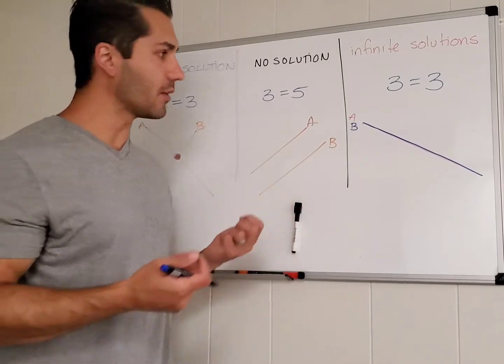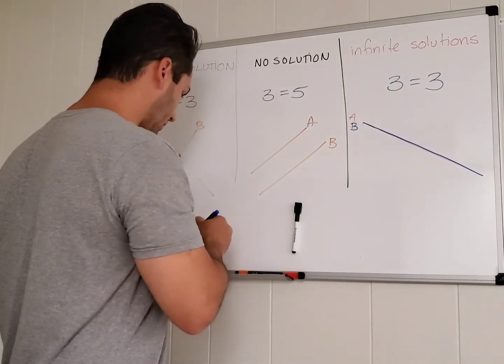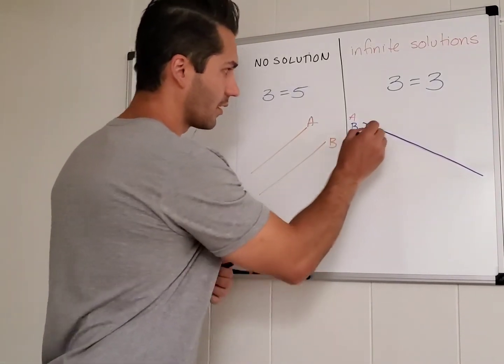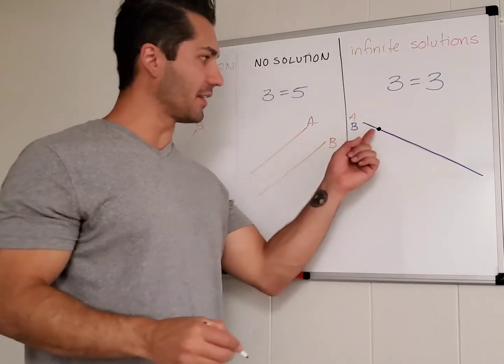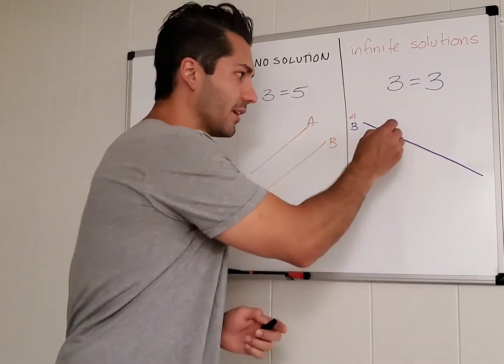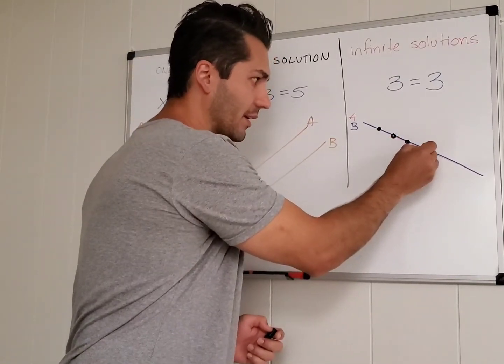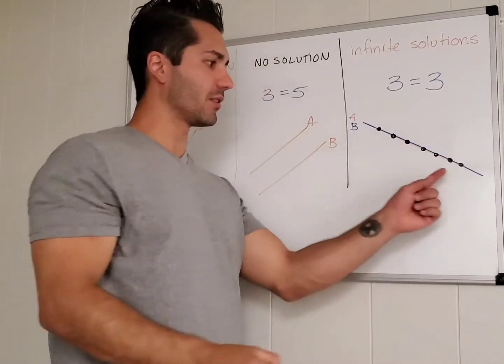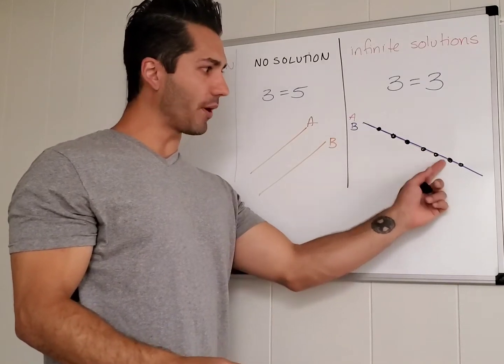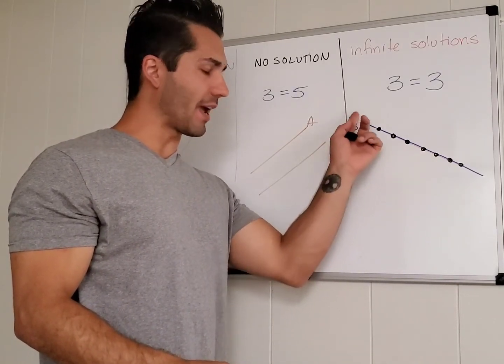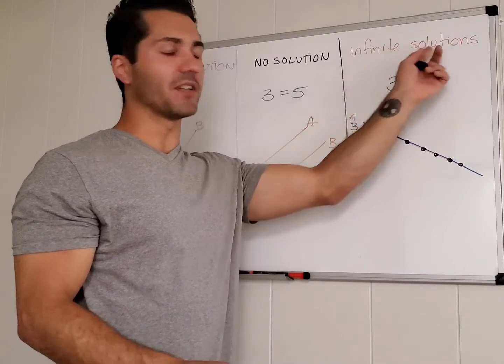And there are infinite points. If I draw a point on here, this point is both on the A and B line. It's on both lines. This point is on A and B. This point is on A and B. It has infinite points on both lines. Every point on here is on both A and B. So it has infinite solutions.